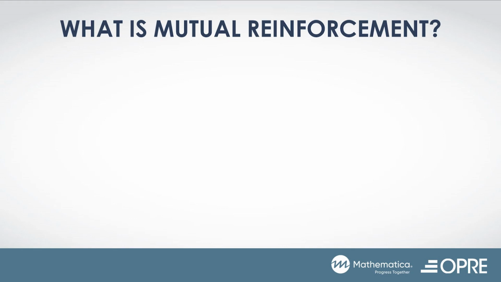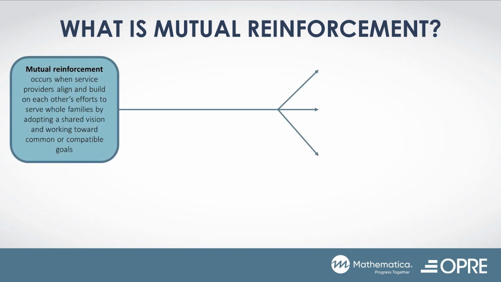As a part of the NS2G project, we developed a new measurement tool for two-generation initiatives to measure mutual reinforcement. Let's first begin by defining mutual reinforcement. Mutual reinforcement occurs in two-generation initiatives when service providers align and build on each other's efforts to serve whole families by adopting a shared vision and working towards common or compatible goals.